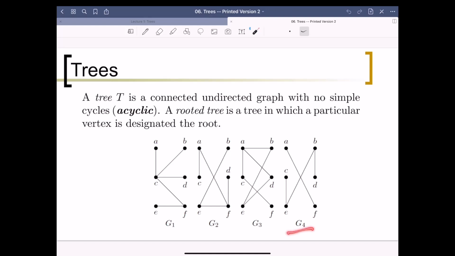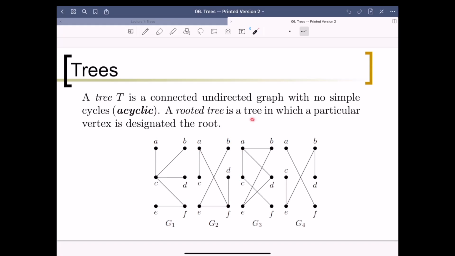Now for G4 we cannot find any cycle, but in fact if you look at the graph, this forms one component with two vertices, and this will also form another, isolated component, so the graph is not connected. Although it does not have any simple cycle, since it is not connected, G4 is also not a tree. So this one is not a rooted tree, and also this one is not a rooted tree.